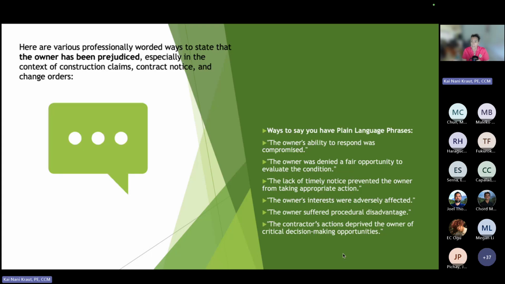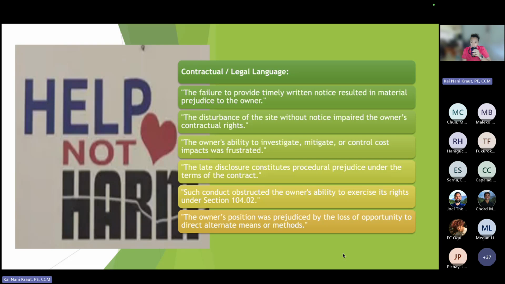We actually had a unilateral change order, and the cost turns out to be almost 15 times that amount, which is ridiculous. Okay, so here's a contractual legal way for saying the same thing. The failure to provide timely written notice resulted in material prejudice to the owner. The disturbance of the site without notice impaired the owner's contractual rights. The owner's ability to investigate, mitigate, or control cost impacts was frustrated. The late disclosure constitutes procedural prejudice under the terms of the contract.